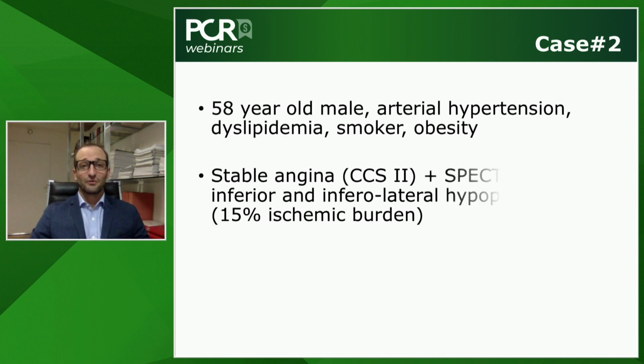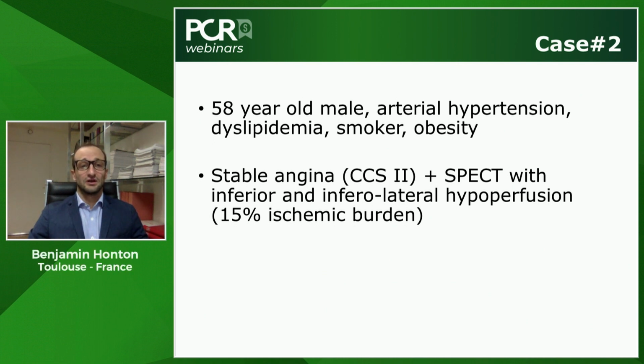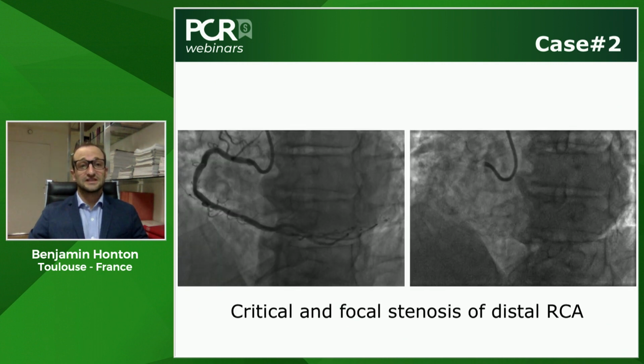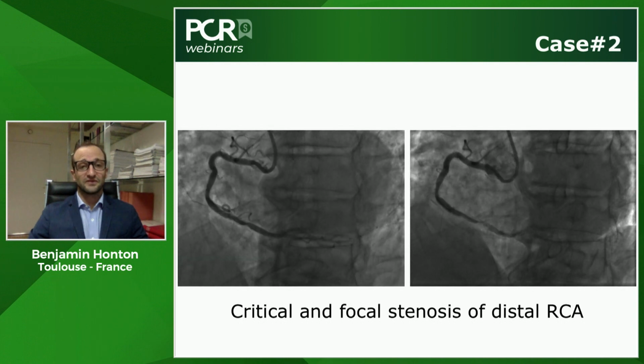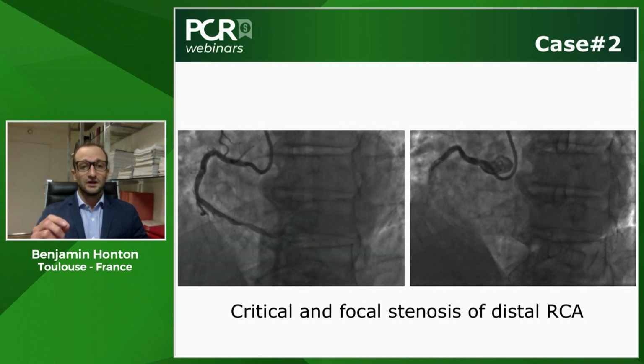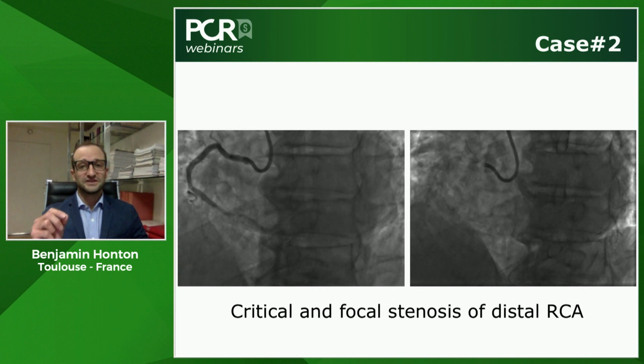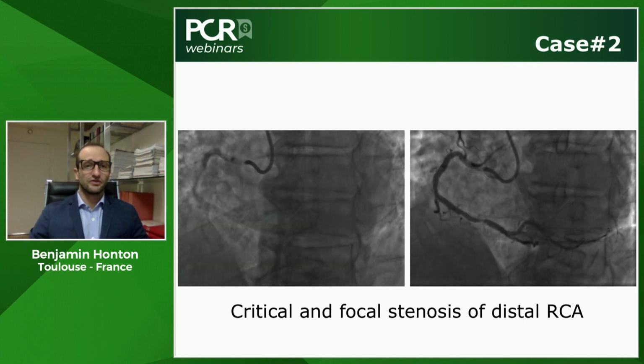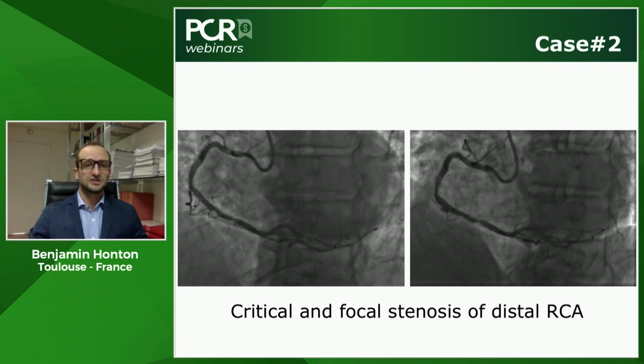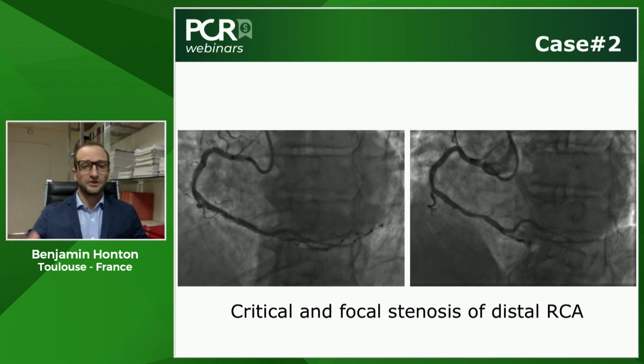So I will share with you the case of a 50-year-old woman. She is suffering from hypertension, dyslipidemia, is a smoker, and has stable angina with a large ischemic burden on the inferior and inferolateral wall. You can see on the coronary angiogram that there is a critical but focal stenosis on the distal part of the RCA, the right coronary artery, which is very large and dominant.